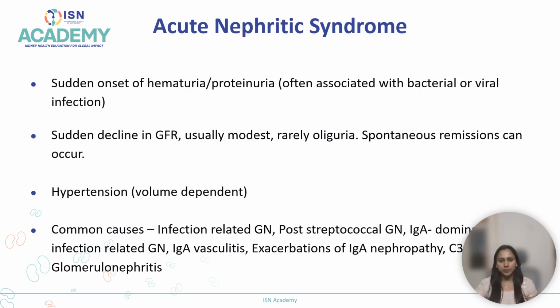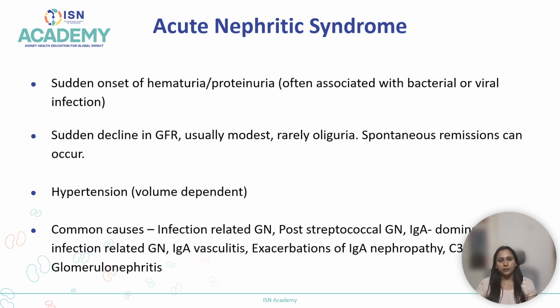Acute nephritic syndrome is a tetrad of hypertension, hematuria, edema, and oliguria. It usually presents with a sudden onset of hematuria or proteinuria, often associated with bacterial or viral infection. There is a sudden decline in GFR, but usually this is modest, and rarely there is oliguria. Sometimes spontaneous remissions can occur. Hypertension is usually transient and it is volume dependent.